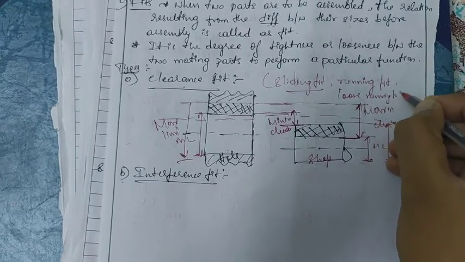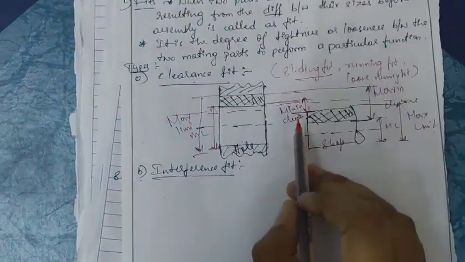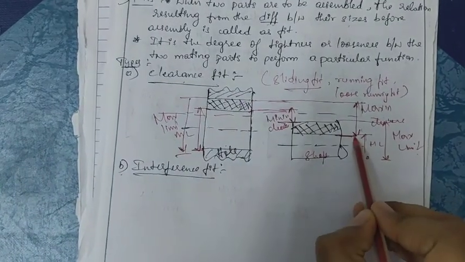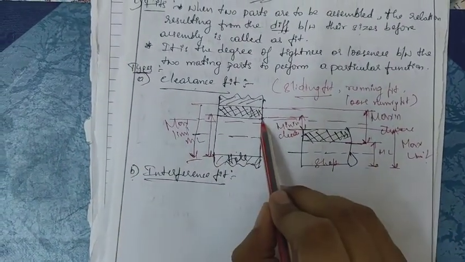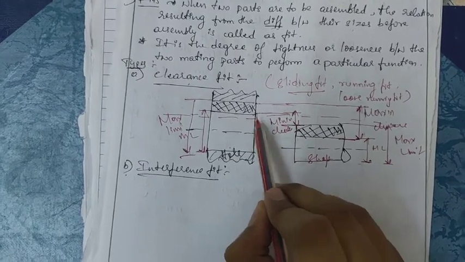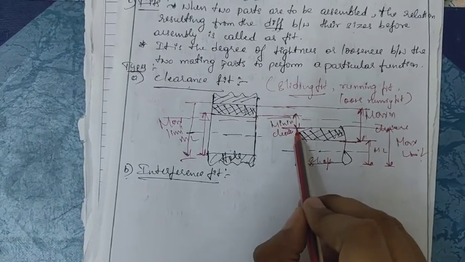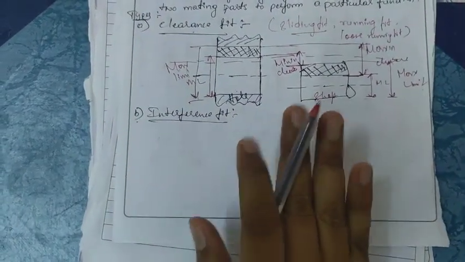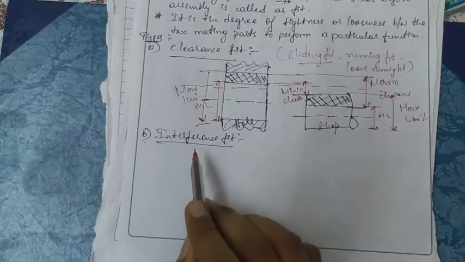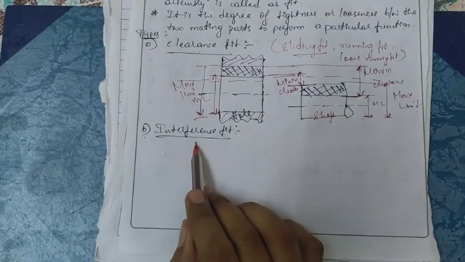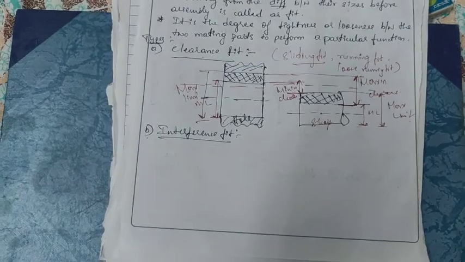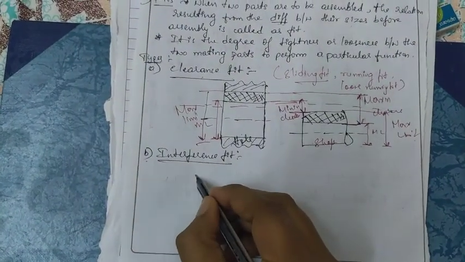These are the best examples of clearance fit: a positive difference between the maximum limit of the hole and the minimum limit of the shaft, and the minimum limit of the hole and the maximum limit of the shaft. That is the maximum clearance and the minimum clearance. Hope you understood. Now we will go to another type of fit, the interference fit. Again I will draw one more figure related to the hole and the shaft.